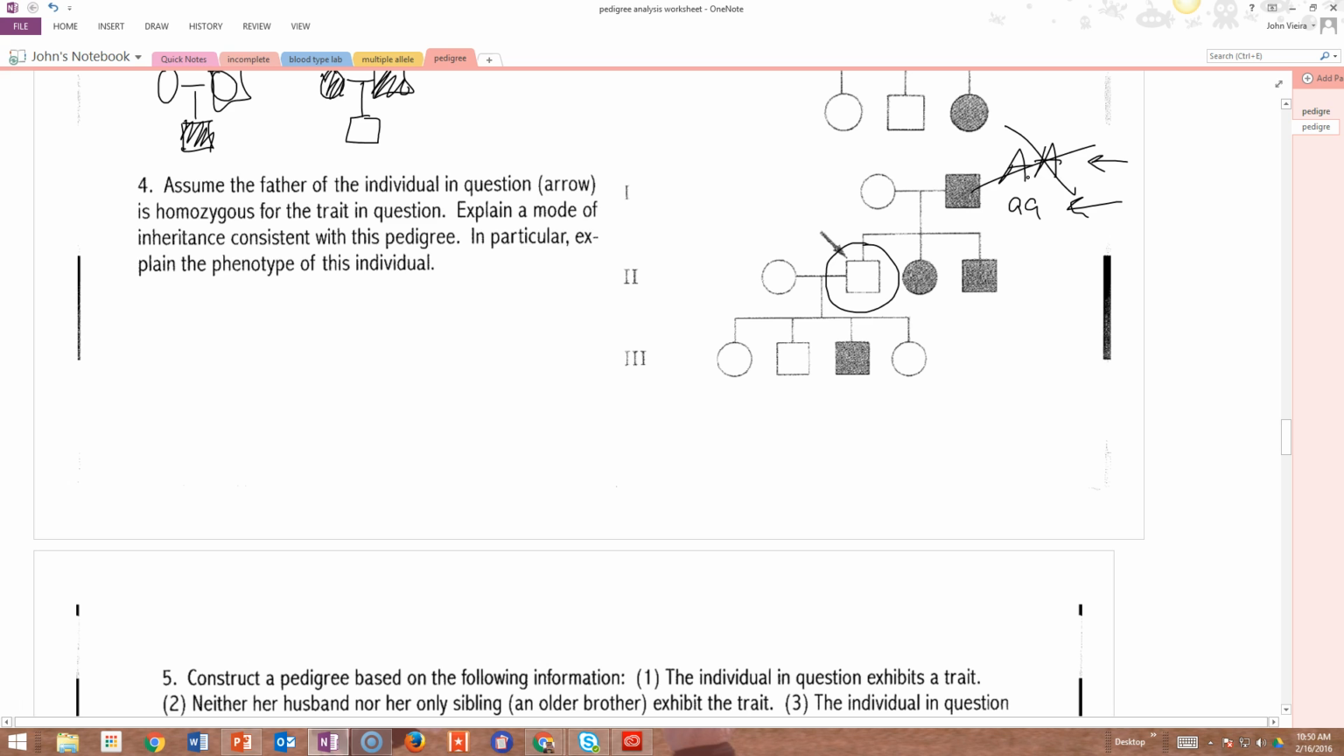It has to be homozygous recessive. You're probably thinking, well, why, Mr. Vieira? Well, let's look at the only other way that we have. If it was homozygous dominant, that means that everybody gets a big A and is shaded in just like dad. Is that possible? No, because of this kid with the arrow. Because this kid with the arrow doesn't have it, that means that dad is homozygous recessive. Gave him one of the little A's, and he must have gotten the other big A from his mom. So the father in question is little a.